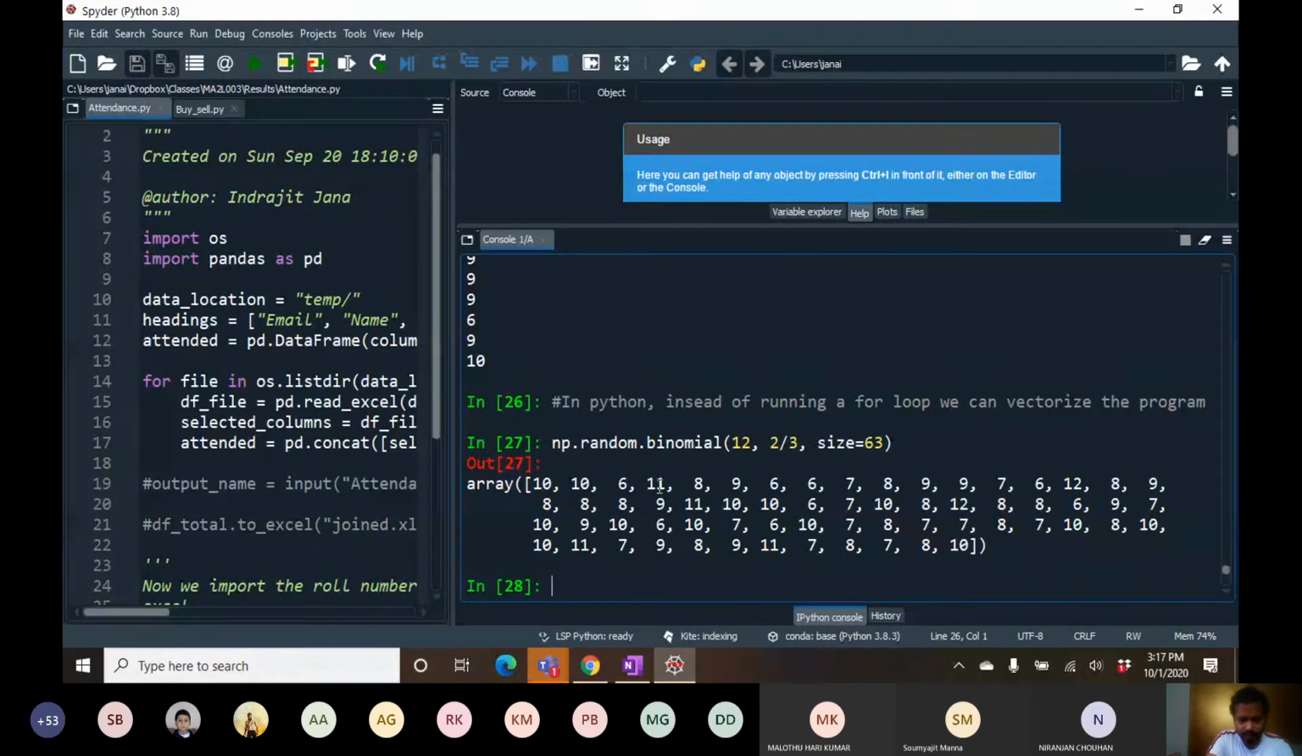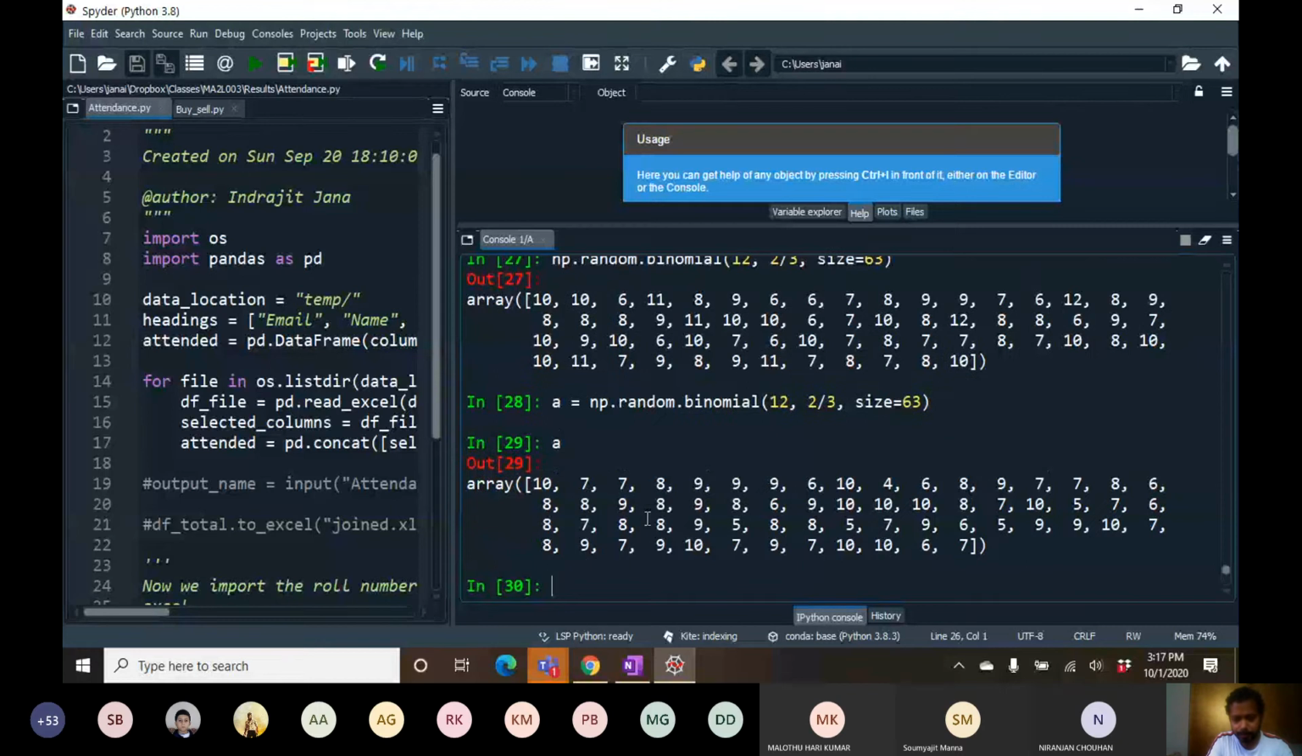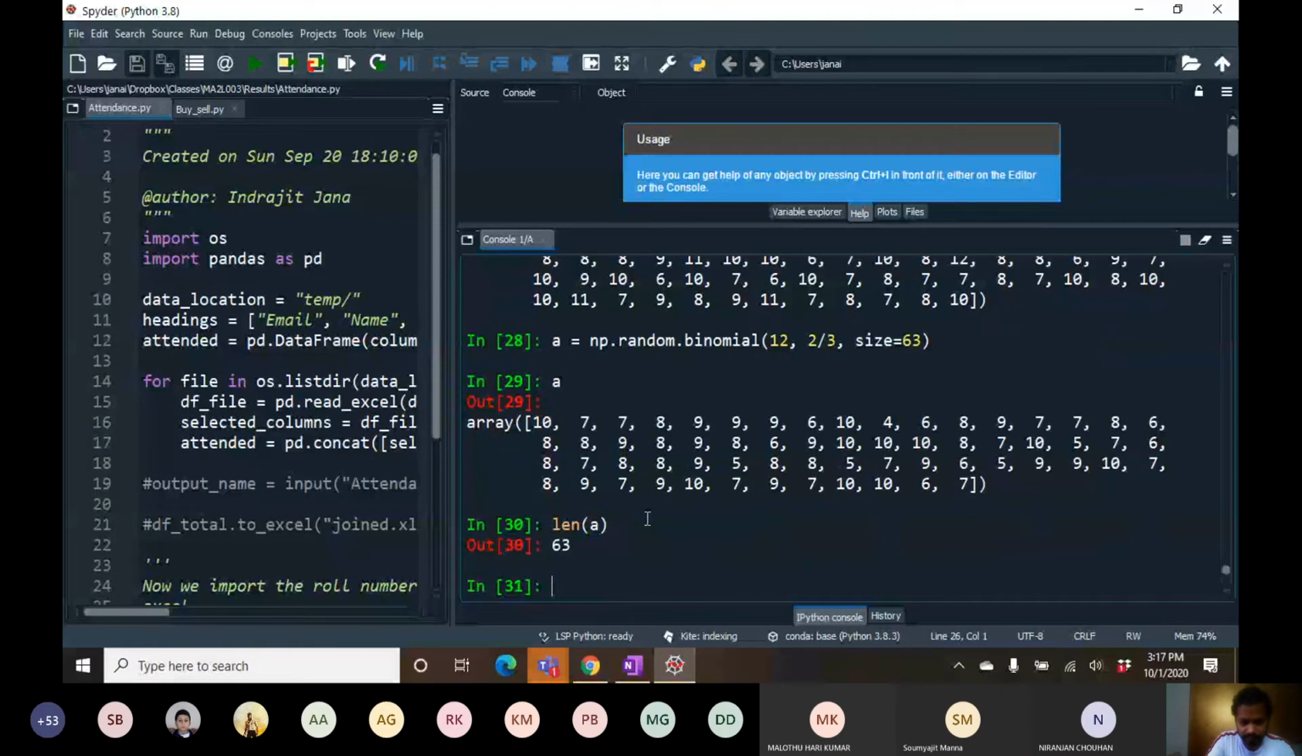I can store the data in a variable. For example, I can store it as a. It will not show me anything, but basically these 63 samples from the binomial are stored in a. If I call a, then I will find that a contains all those 63 values. If I'm not forgetting, len(a) gives me the number of data points inside a, which is 63.